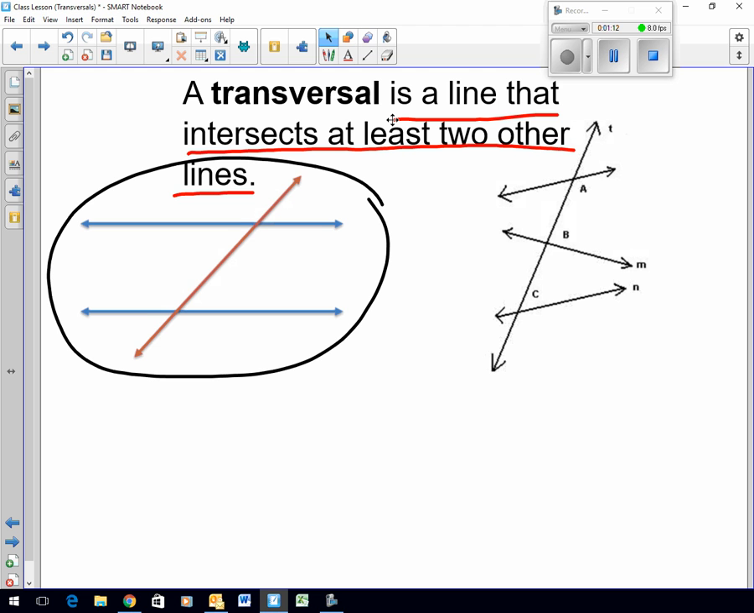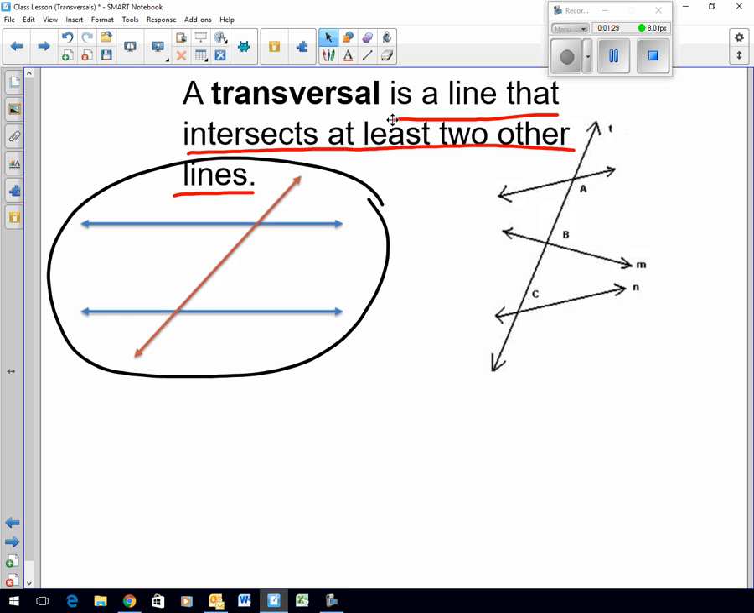Down here, you've got more transversals. Okay? Now, what is the difference between a transversal on the left and a transversal on the right? The one on the left goes through three lines. This one goes through two lines.